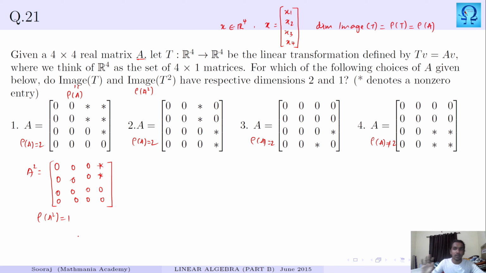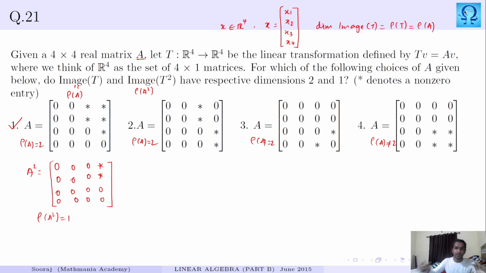So, here in this problem, we were asked to find out the dimensions of the image of T and T square. This is satisfying the requirements, so this is the right option. In part B, there is only one right option. Sometimes more than one option seems to be right. In that case, we'll have to choose the most appropriate one.